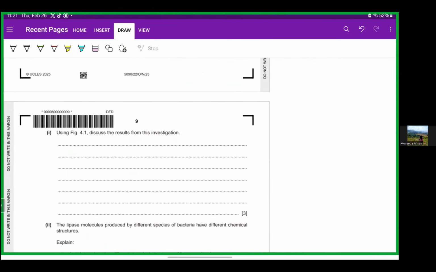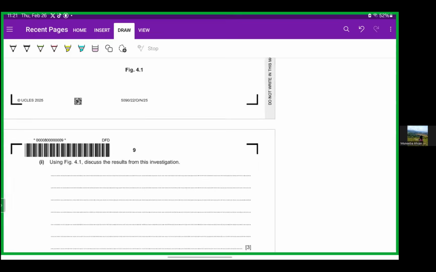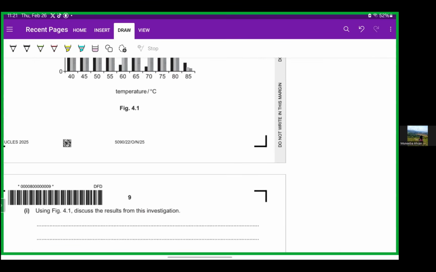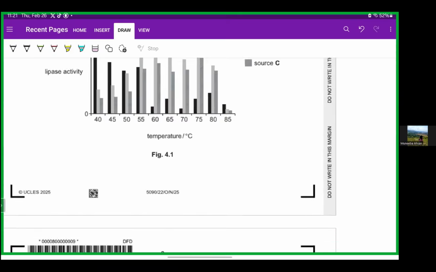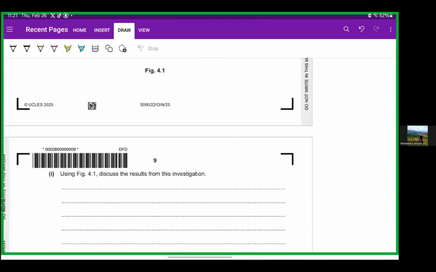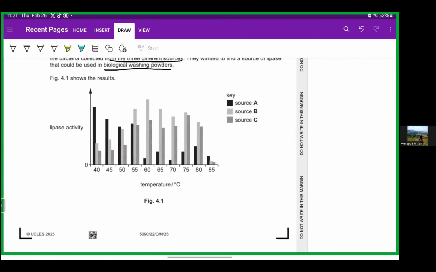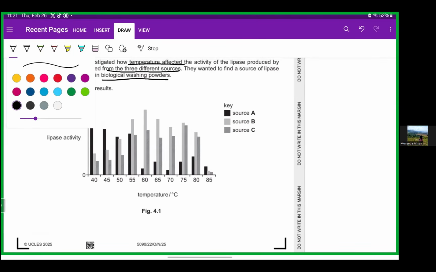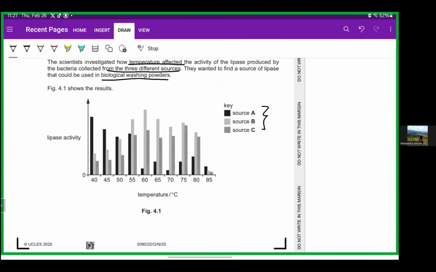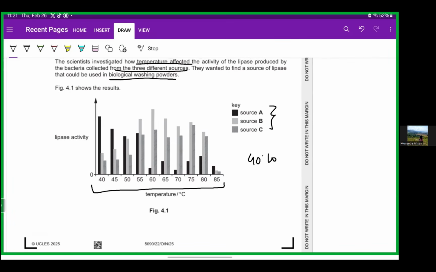So part 1 asks you to use figure 4.1 and discuss the results from this investigation. So basically you don't need to do anything. You just need to discuss the graph which you can see in the picture, right? So let me first tell you what the graph shows. The graph is showing that lipases from A, B and C, like there are three sources, right? Lipases from A, B and C, they all work in a temperature range of 40 to 85, right? When you are asked to discuss or describe the graph, there is nothing difficult in that.